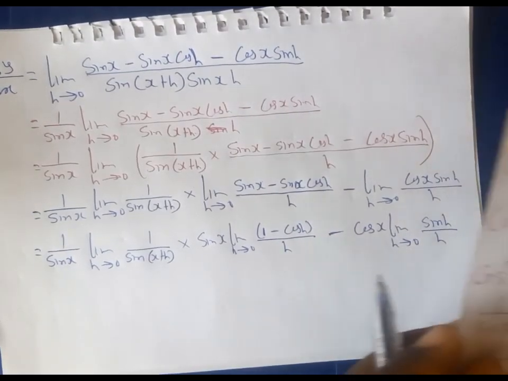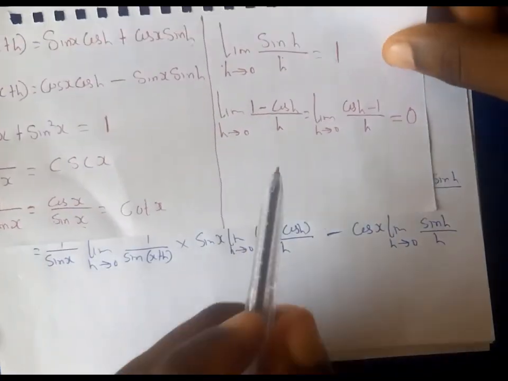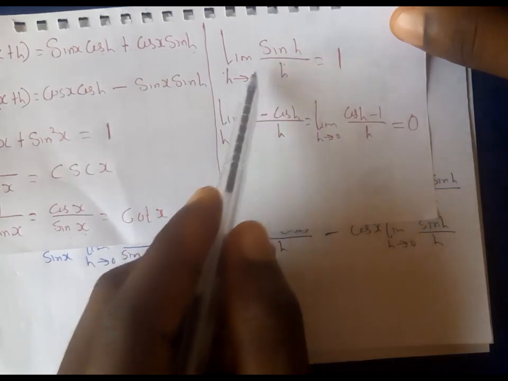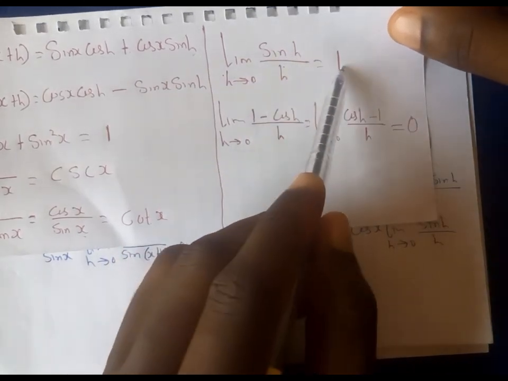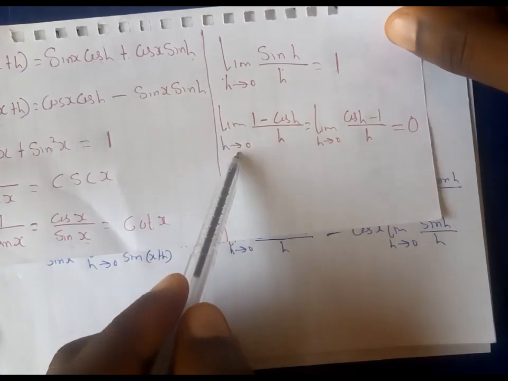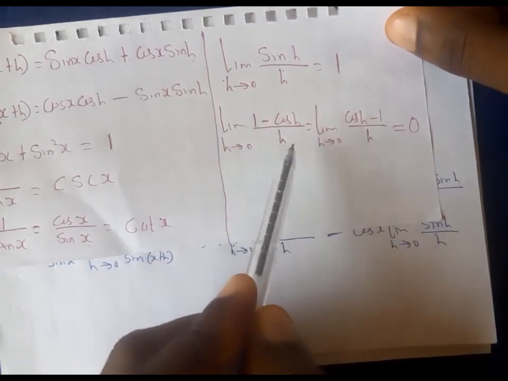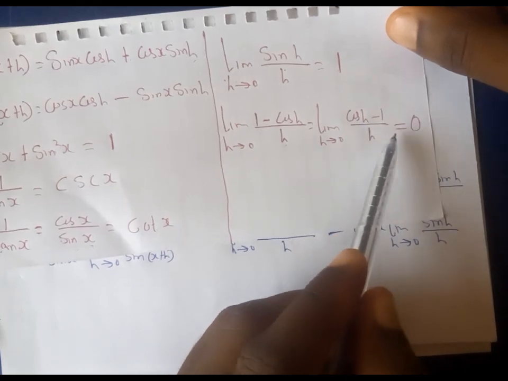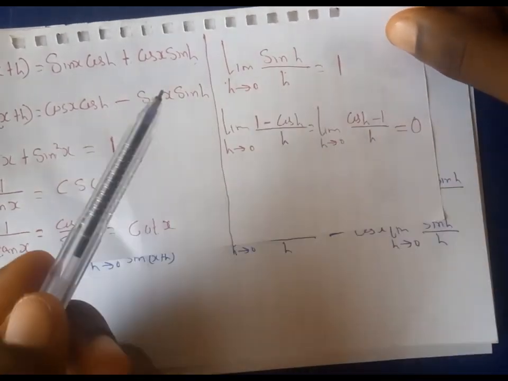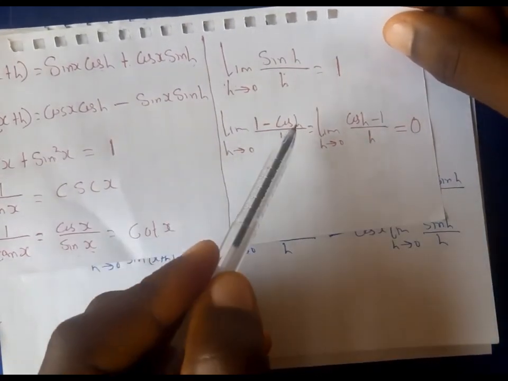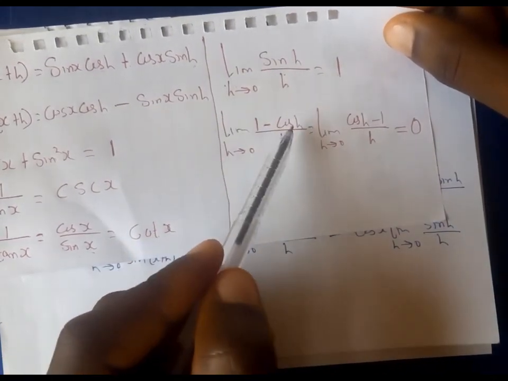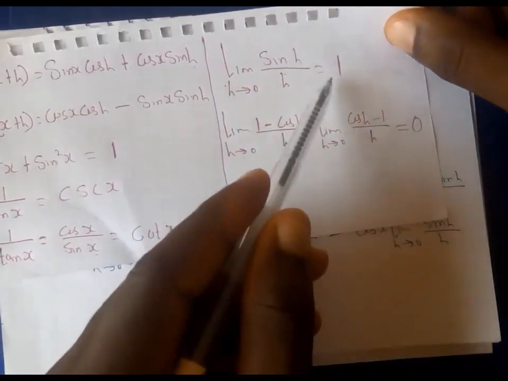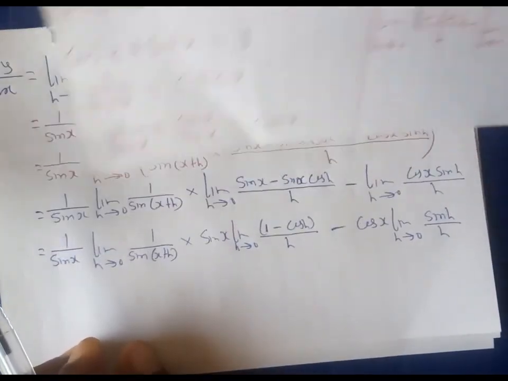But before we do that, let's review some things. You need to understand that the limit as h approaches 0 of sin h over h gives us 1. Also the limit as h approaches 0 of 1 minus cos h over h is the same as the limit of cos h minus 1 over h, and at the end of the day the result will be 0. You can confirm that with your calculator. Make sure your angle is in radians. Then just plug in the value approaching 0 into this expression. You should end up with the corresponding results.